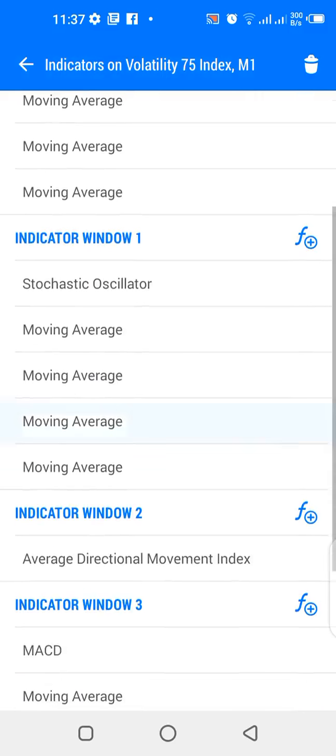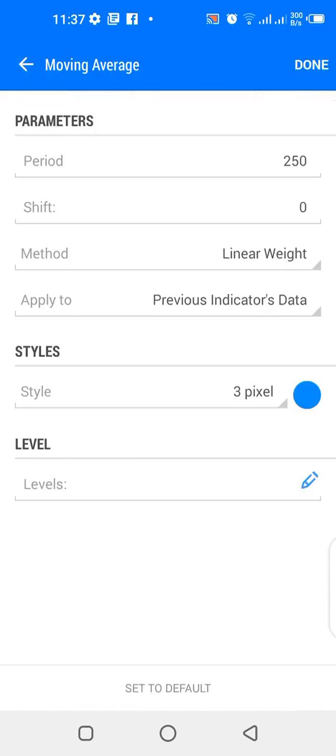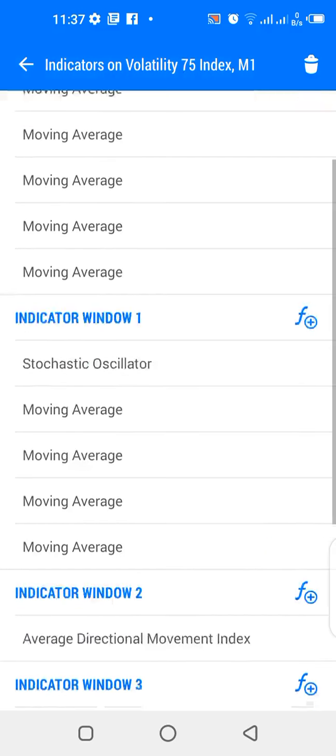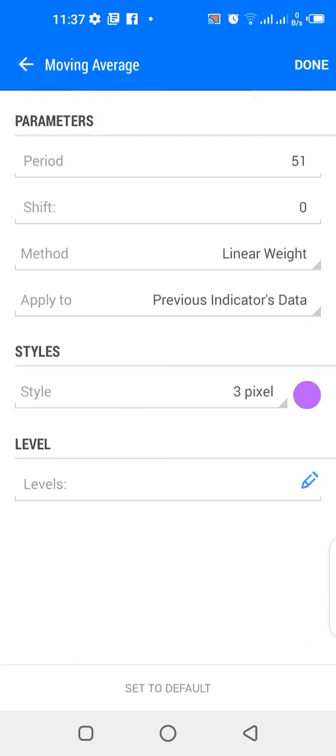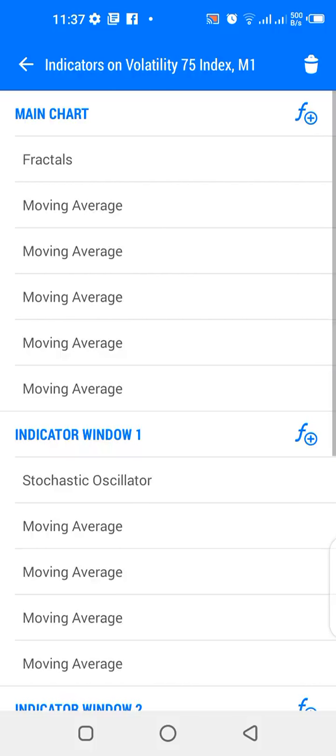Okay, the third moving average, we have 250 period. Shift is 0. Method is linear weighted. Apply to previous indicator's data. And the color is blue. And the fourth one is 51 period. Shift is 0. Method is linear weighted. Apply to previous indicator's data. And the color is purple.